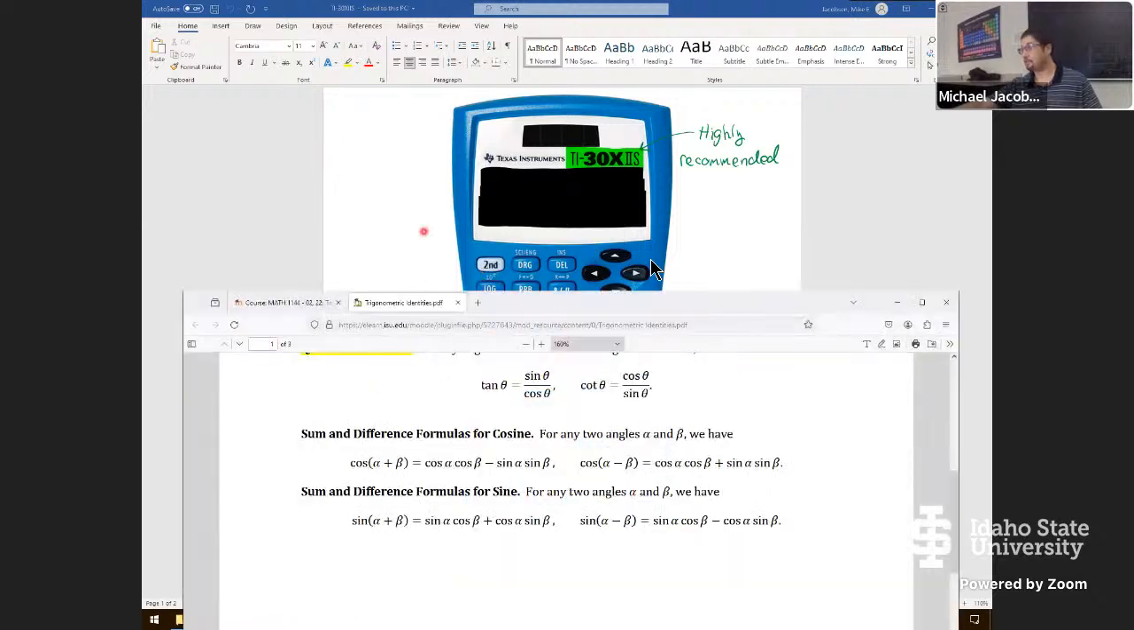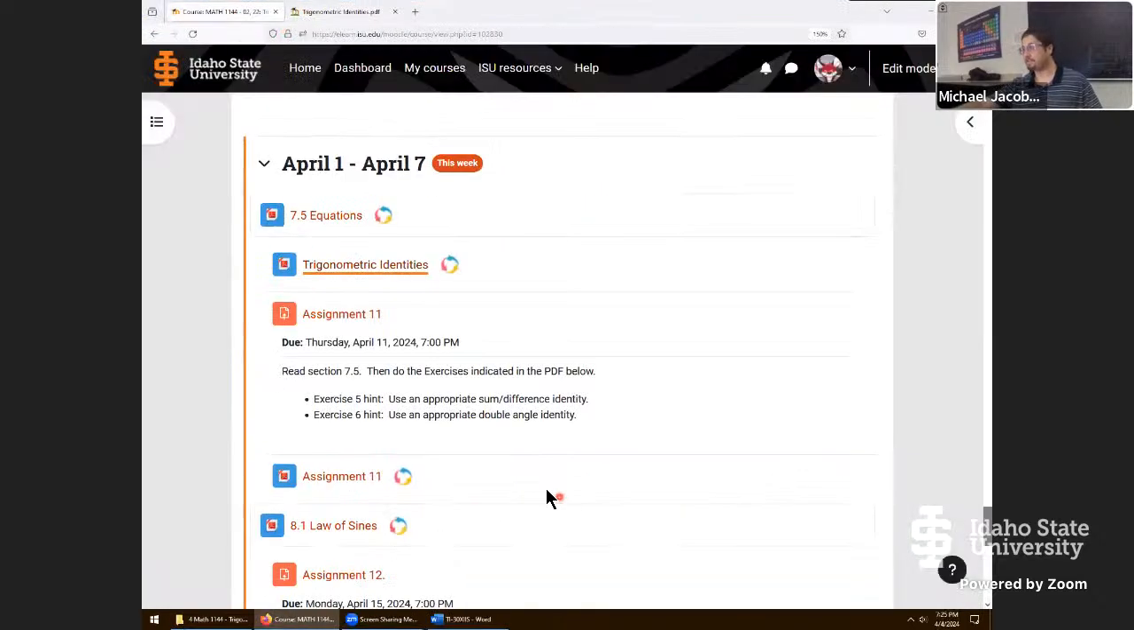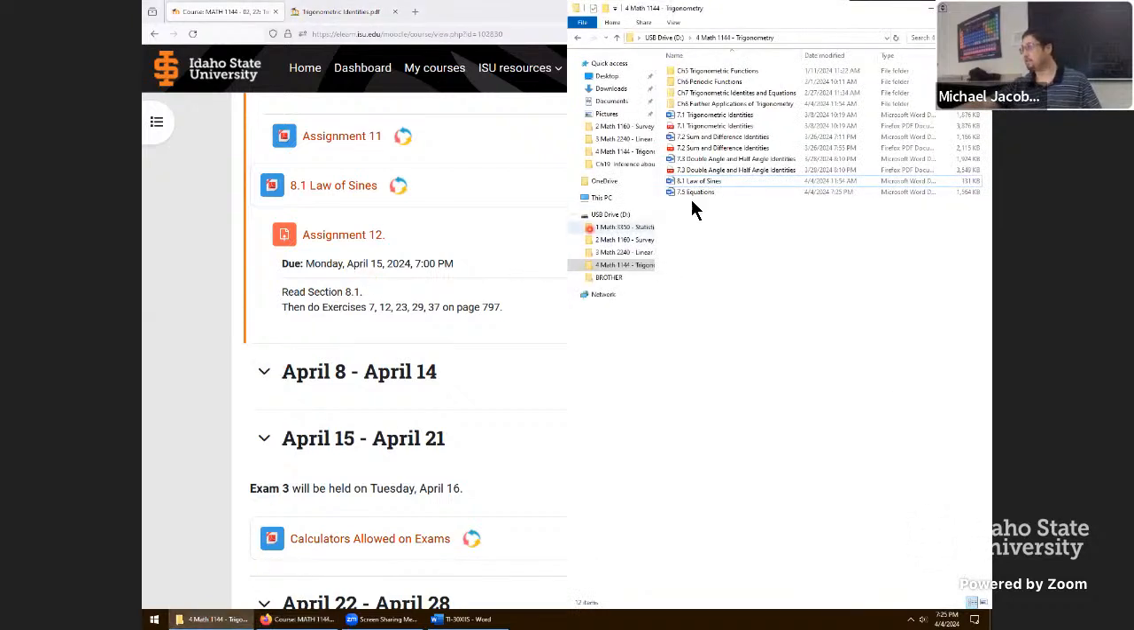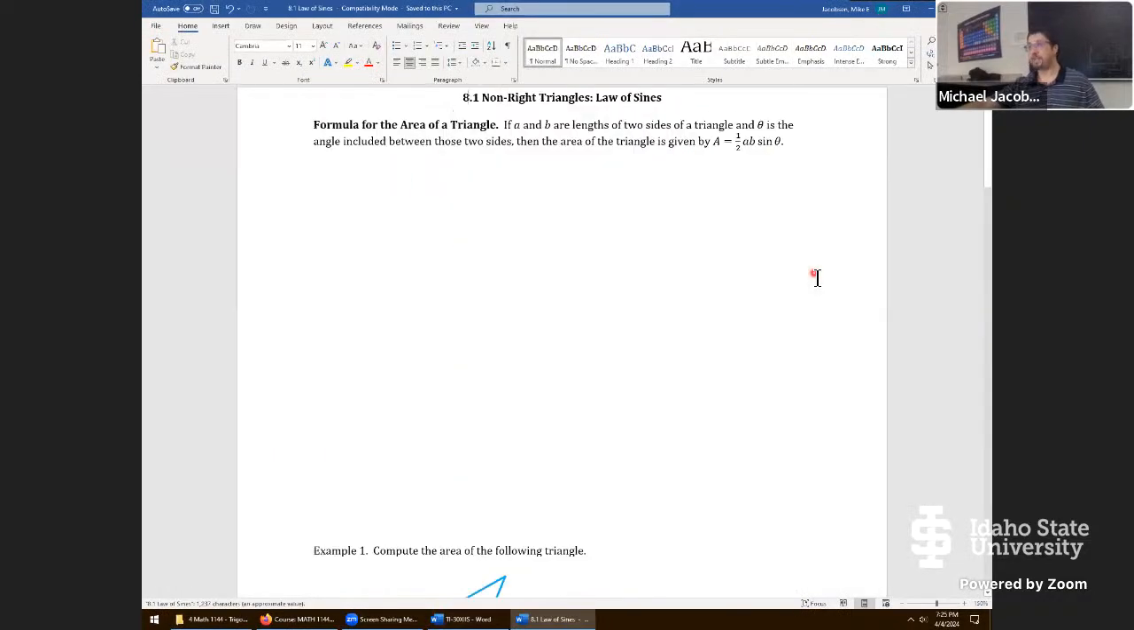So let's go back to the Moodle website. We're making an early start on section 8.1. Notice the due date is pretty far out there. We'll finish this one on Tuesday of next week. Section 8.1 will be for the law of sines. Section 8.2 will be for the law of cosines. And there's a myriad of other really interesting applications as well.